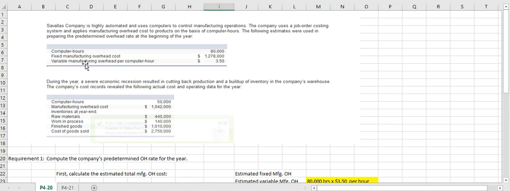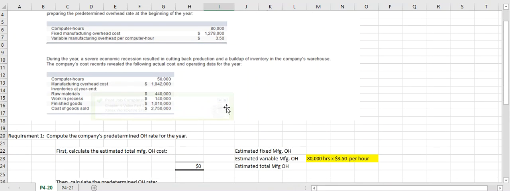And the first thing we need to do is calculate our total estimated overhead. And that's going to consist of both fixed overhead and variable overhead. So up here in our chart, we actually have an amount given for fixed overhead. So we don't have to calculate that at all. We're just going to bring that amount down. So it's $1,278,000.